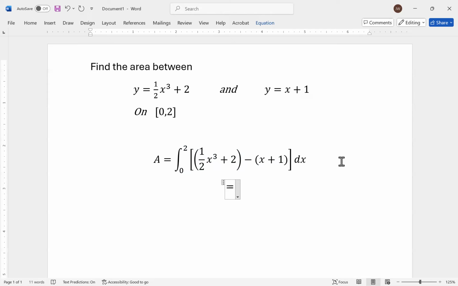I know you can't see that, but there is the definite integral video that shows you how to do this, not this particular one, but how to do definite integrals on your calculator. If you want to simplify by distributing the minus sign, you can. If you want to combine like terms, you can. But I'm just plugging it in here, making sure to keep parentheses around this x plus 1, this second function.